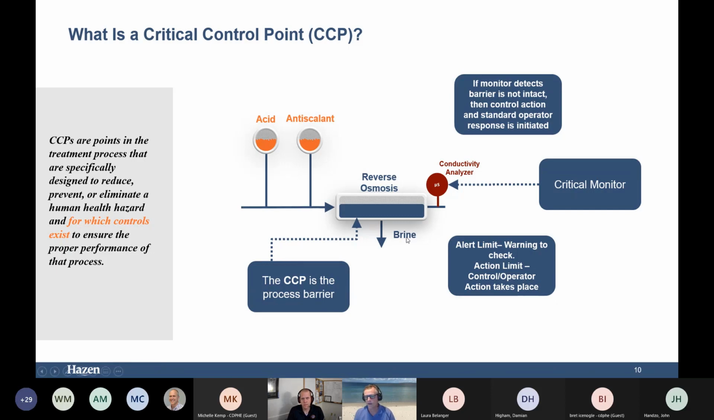So I'm going to use RO as our initial example, because it's a fairly simple barrier. In this particular case, the critical control point is the RO process itself. It's the process and the membranes, because those membranes are the barrier that are reducing chemical constituents, reducing microbial constituents.